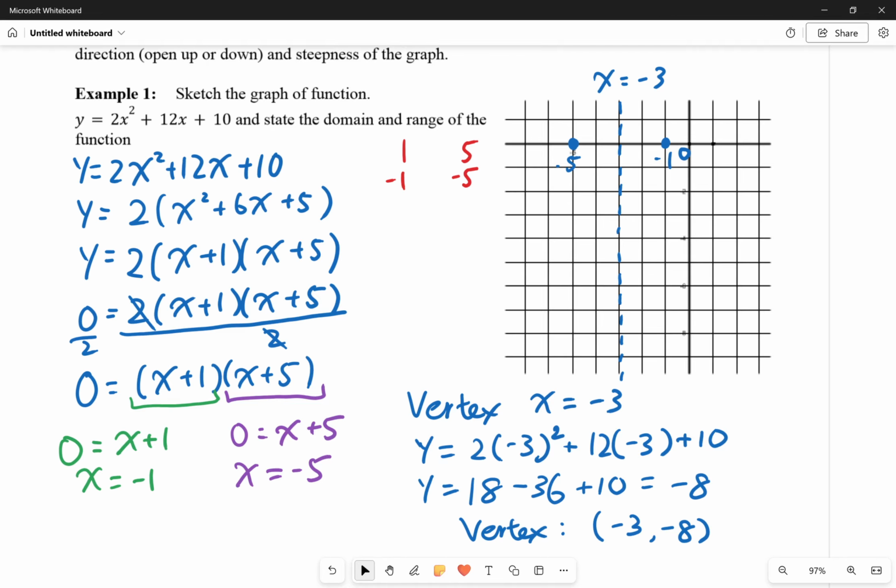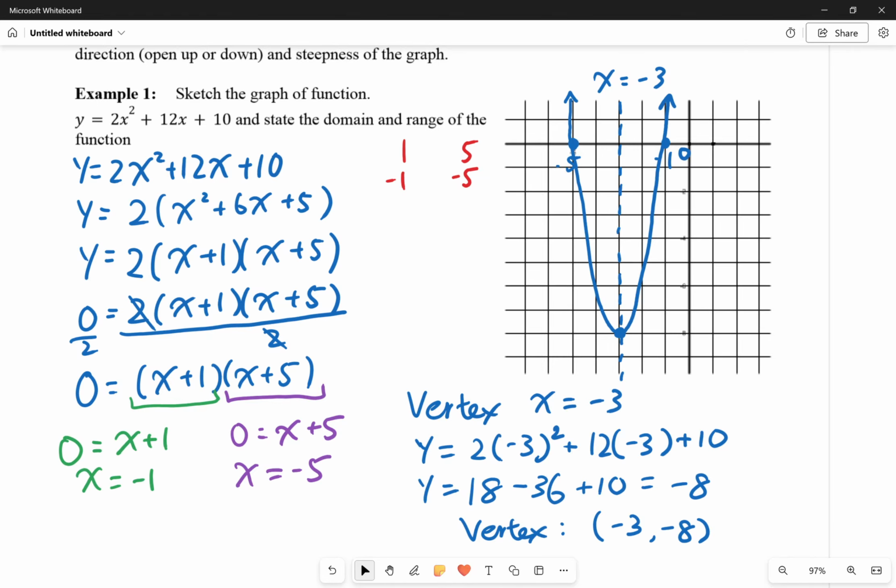Now I can go graph it on my graph here. -3 is on this dotted line. -8, 2, 4, 6, 8, is over here. So it's that dot there. And with those 3 dots, I can construct a rough sketch of what my graph looks like. It looks kind of like this. Here we go.